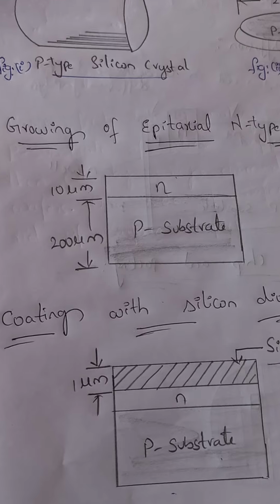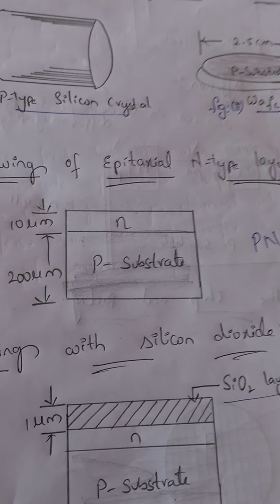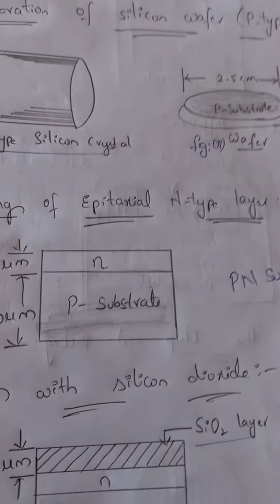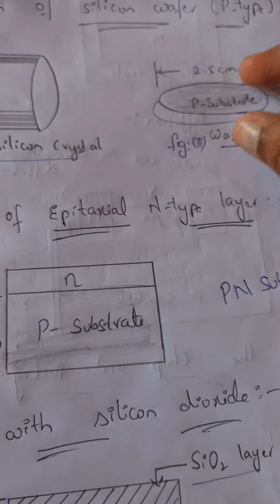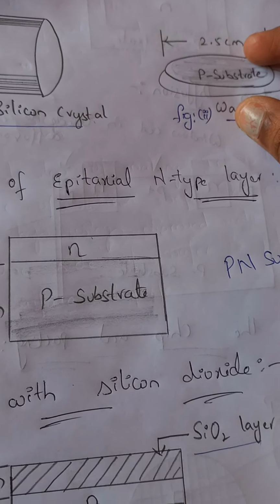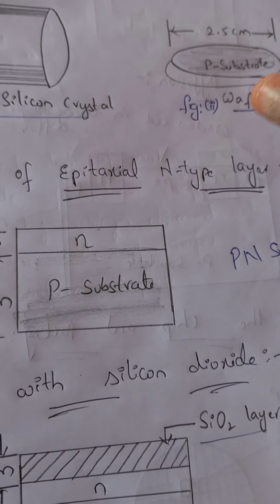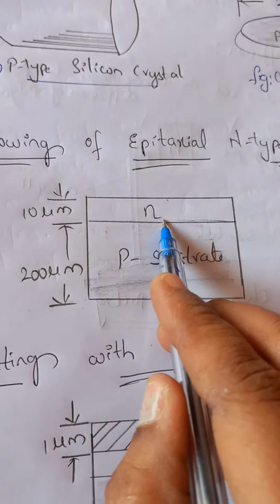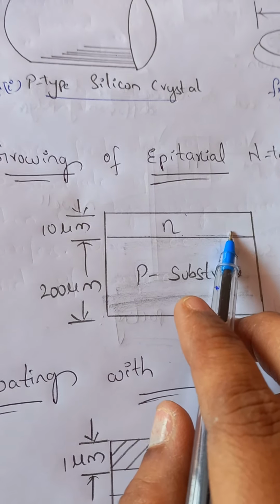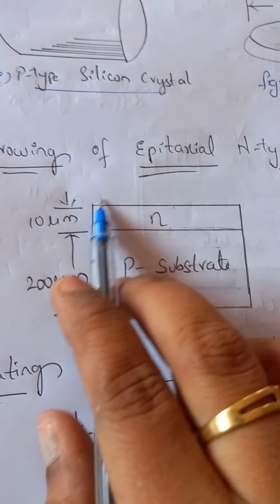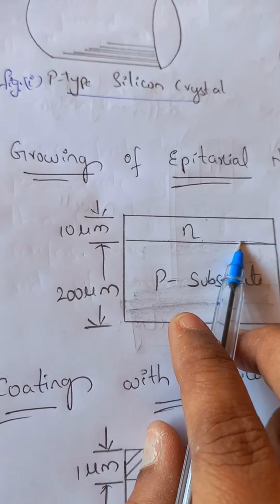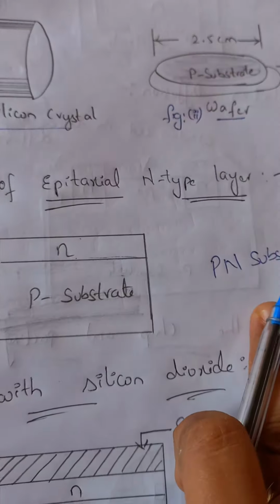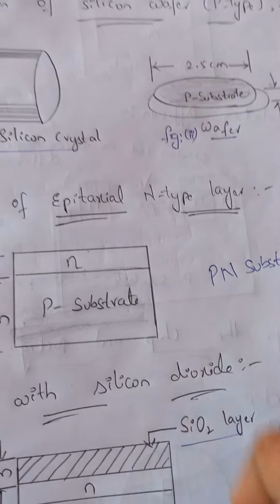Based on this, the epitaxial layer has been grown. This wafer is placed in a high temperature furnace. There, different gases that produce this n-type growth are introduced into the furnace. Whenever the wafer is placed at that temperature, the gases produce the n-type growth on the p substrate. As a result, the PN wafer, or PN substrate, is formed.